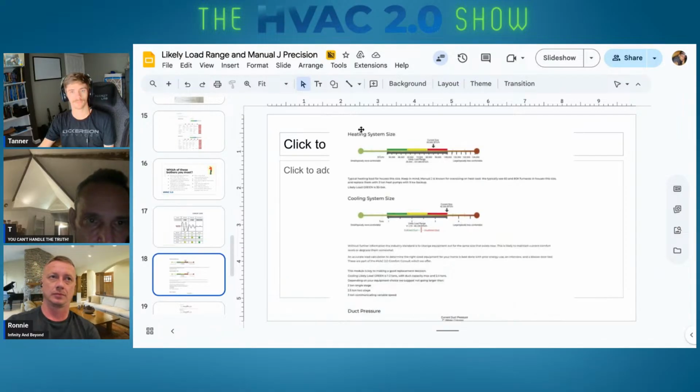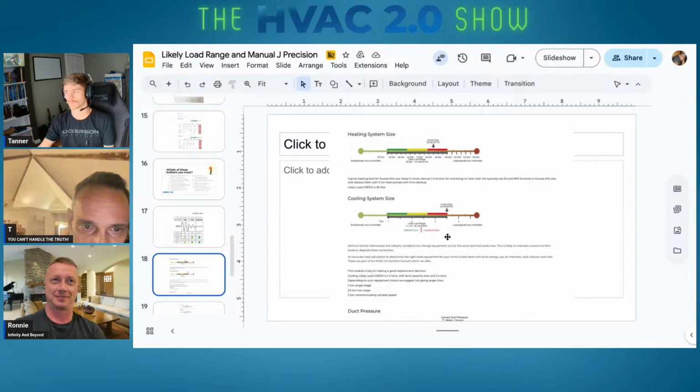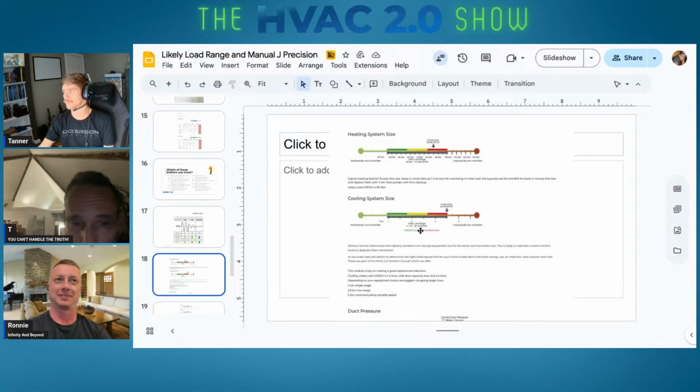This is how it looks in the report. Likely load, current equipment, lean towards the green, an explanation of that, and then cooling, same thing for the cooling side sizing, also with the maximum duct capacity. Would you like to replace your ductwork? Sometimes you can do just some minor modifications.